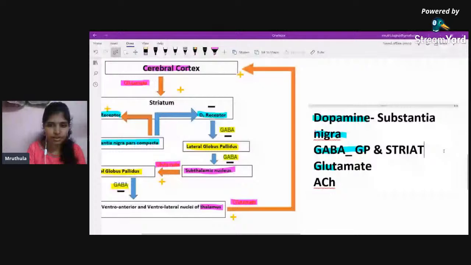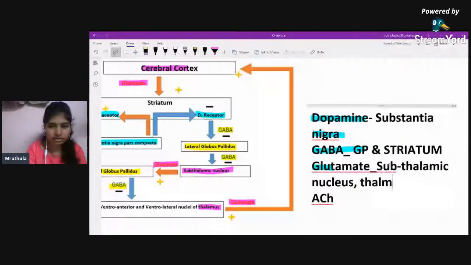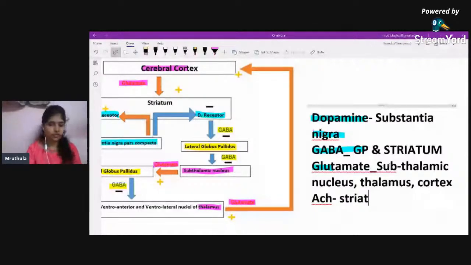Okay, then coming to glutamate. Glutamate is released, as you mentioned, in the basal ganglia by the subthalamic nucleus, and outside the basal ganglia, it is from the thalamus and from the cortex, right? So ACh, I just mentioned, remember this, it is not shown in the diagram, it is from the striatum and from substantia nigra. Okay, so you need to remember this box, it's very, very important.